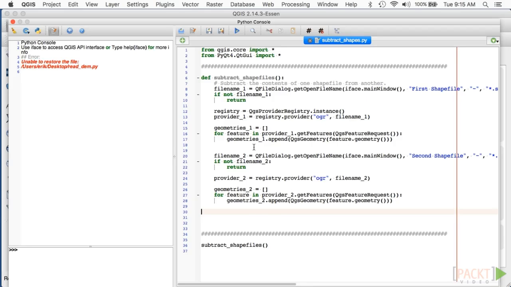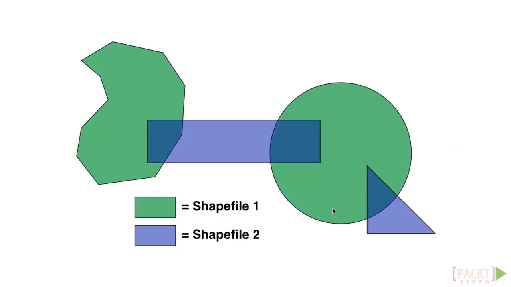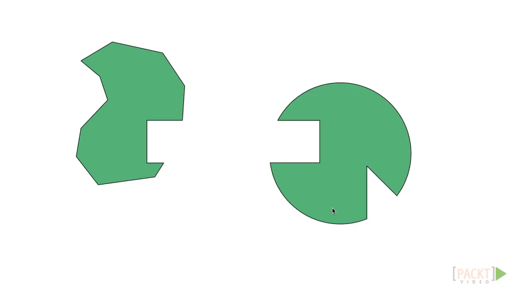Now our next task is to subtract the second set of geometries from the first. Let's think about what this means. We can have multiple features in each shapefile. For each feature in the first shapefile, we want to subtract any features from the second shapefile which happen to overlap that feature, like this. While we could go through each feature in the second shapefile and see if it overlaps a given feature in the first, that wouldn't be very efficient. Instead, what we can do is combine all of the features in the second shapefile into a single multi-polygon geometry, and then just subtract that geometry from each feature in the first shapefile. Let's see how to do this.